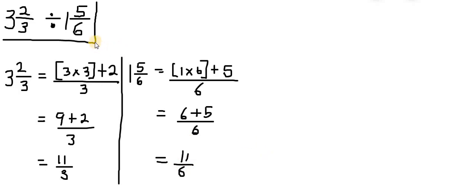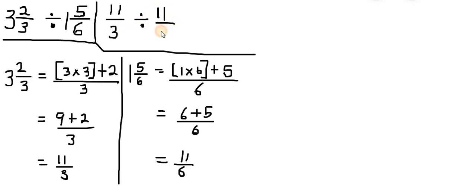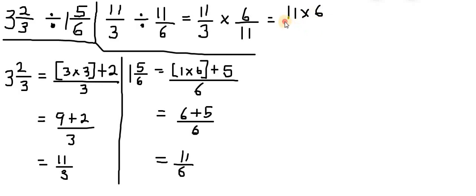Okay, so if we carry that out with the improper fractions, that's 11 over 3 divided by 11 over 6. And that's equal to 11 over 3. Change the sign to a multiplication sign. Flip the second fraction. And we're on our way. Top number times top number, 11 times 6. Bottom number times bottom number, 3 times 11.